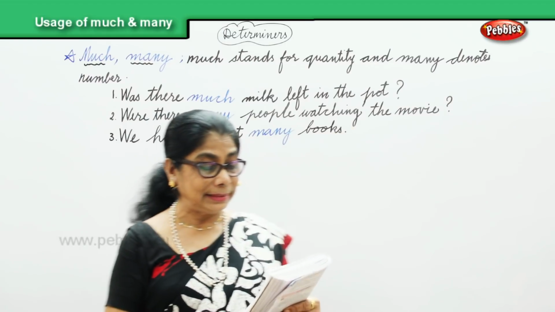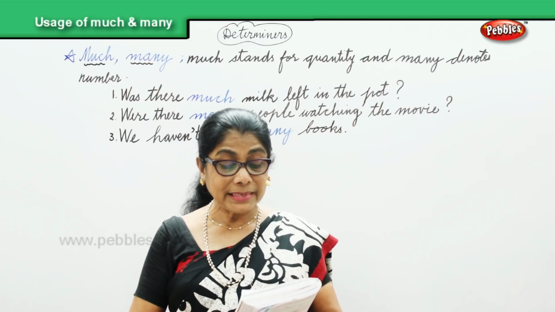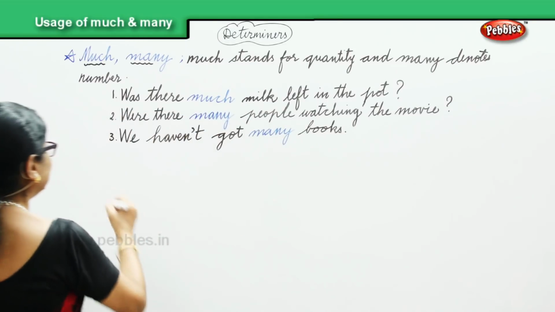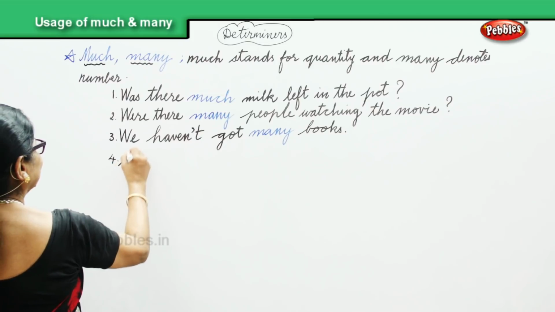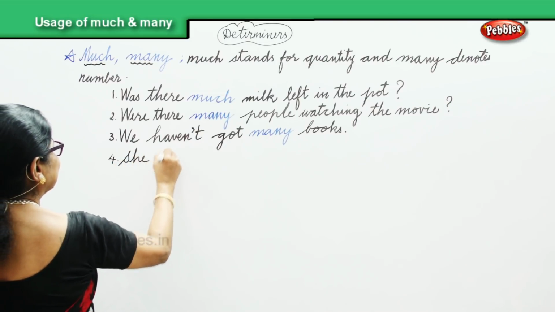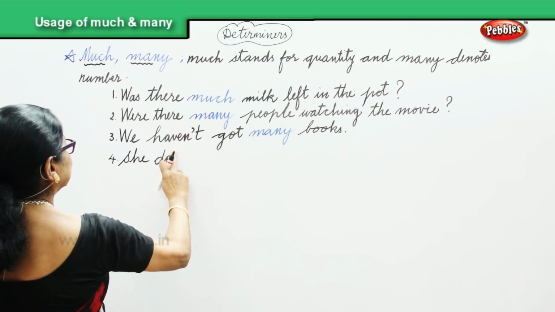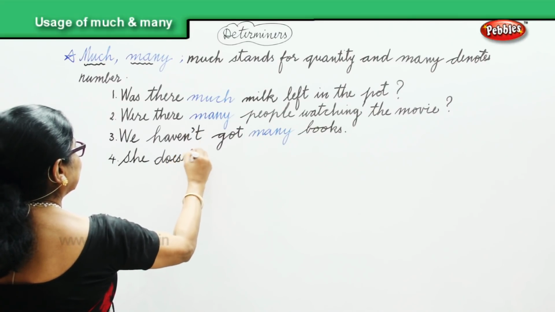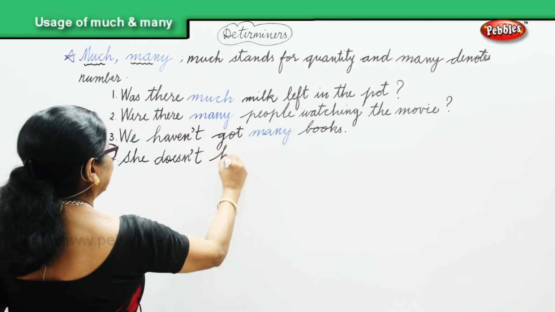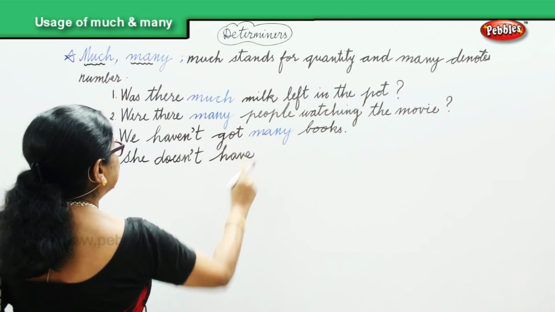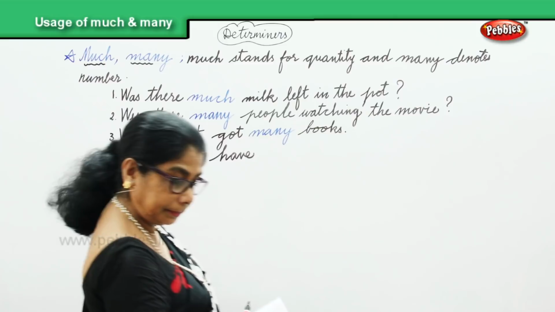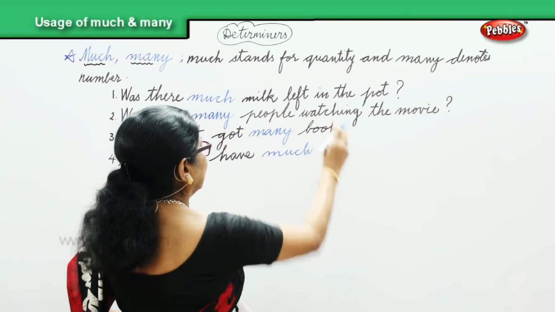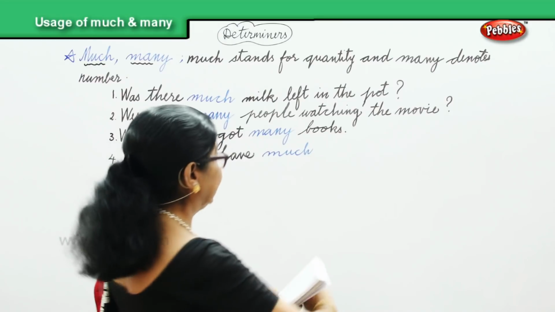Then we have one more sentence here. She doesn't have much money. She doesn't have much money.